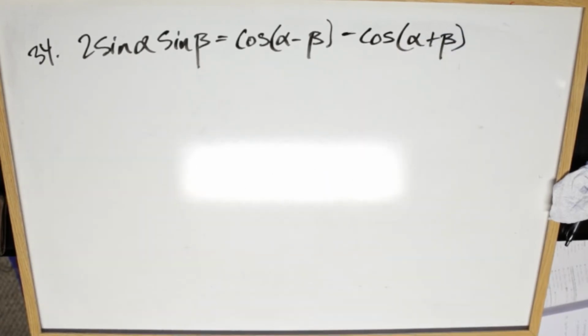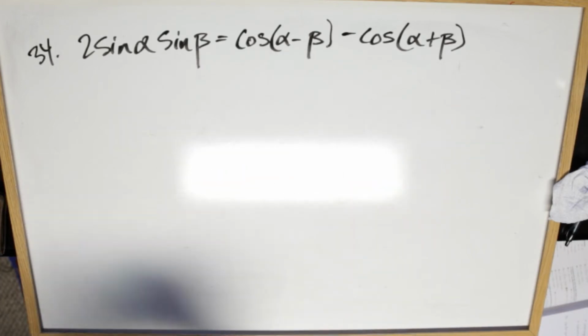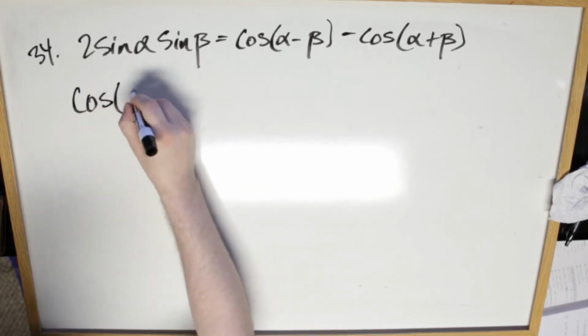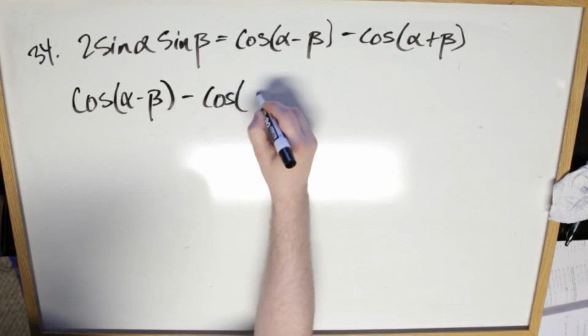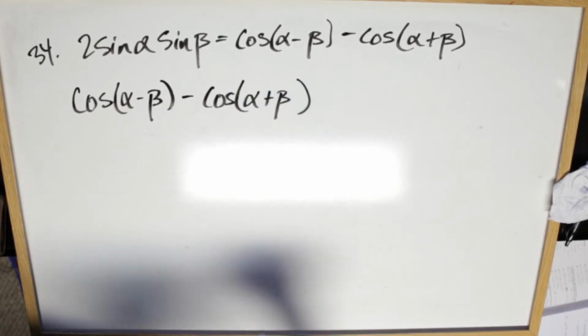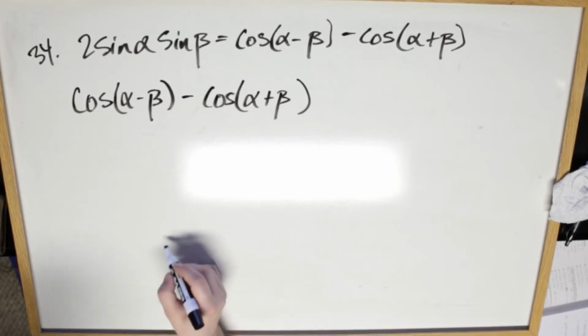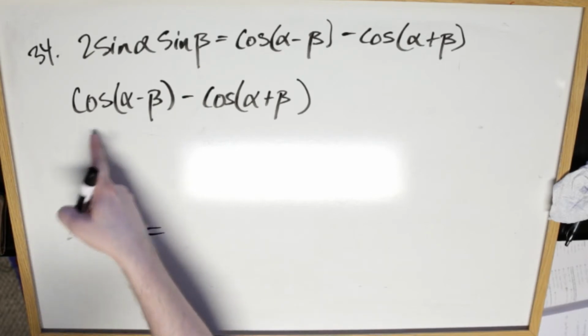Okay, so let's do the right-hand side. We're going to start from the right-hand side and work our way down instead of the left. We've already done a lot of these in the previous section, so that's why I want to go with it. So we've got cosine of alpha minus beta minus cosine of alpha plus beta. And again, this is using some of the identities that we've already done. So let's do the first one first.